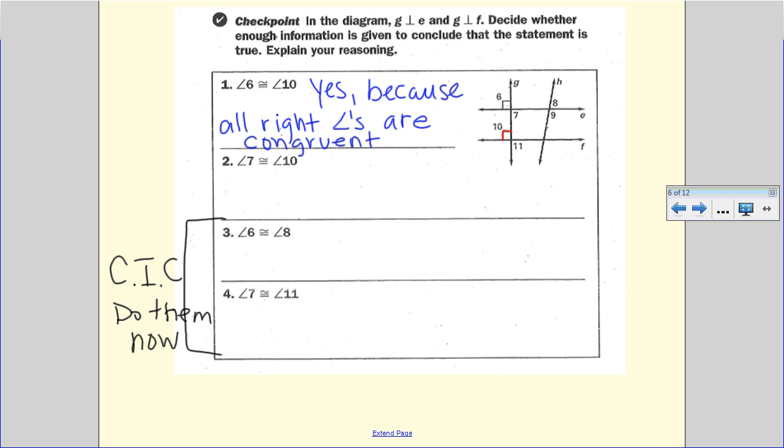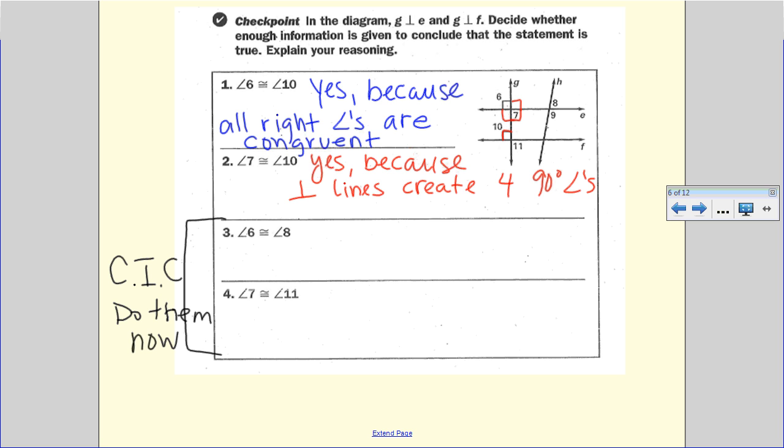Well, I need to do a little bit of adding here, because if angle 6 is 90 degrees, that means this angle is 90 degrees, which makes this a 90-degree angle, and makes this a 90-degree angle. So our answer here is yes, they are congruent. They are both 90-degree angles. Because perpendicular lines create 4 90-degree angles. Okay, and then we can say 10 and 7 are both 90 degrees.